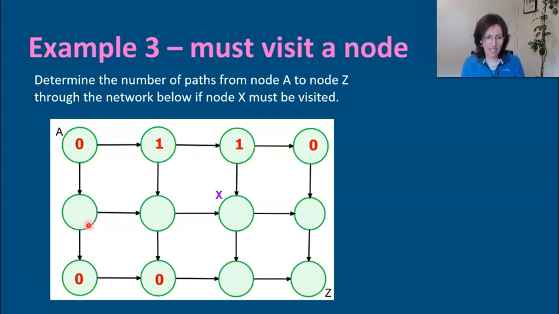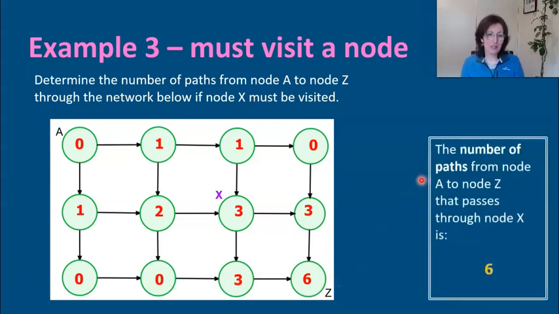And now we work on it like we have before, starting with 0, going along the edges, 1 and 1, coming down this edge, 1. Now moving along, adding the numbers together to get a 2 here. Same thing, adding the numbers to come into X, so 3 ways there. This one here, adding the numbers, a 3 plus a 0. Again, don't worry about the fact that it's got 2 edges coming into it. This edge here, on this occasion, has a 0, so it's a 3. Down here, 3 plus a 0, we've got 3, and 3 plus 3 is 6 to get to Z. So the number of paths from node A to Z that passes through node X is 6. So there are 6 ways you could have gotten to Z going through X.